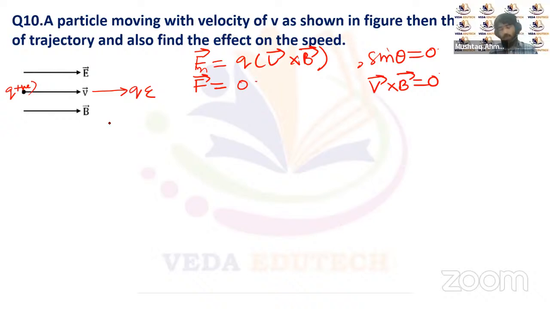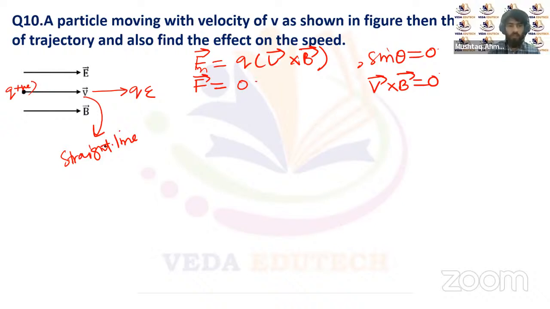Now you can see the net external force on this particle is only qE, and that force is directed along the same direction as the velocity of this particle. It means that the path of this particle will not change. It will remain a straight line. Even if the charge of this particle is negative, the force will be opposite to the direction of the velocity, but still the trajectory of this particle will be a straight line in that case also.